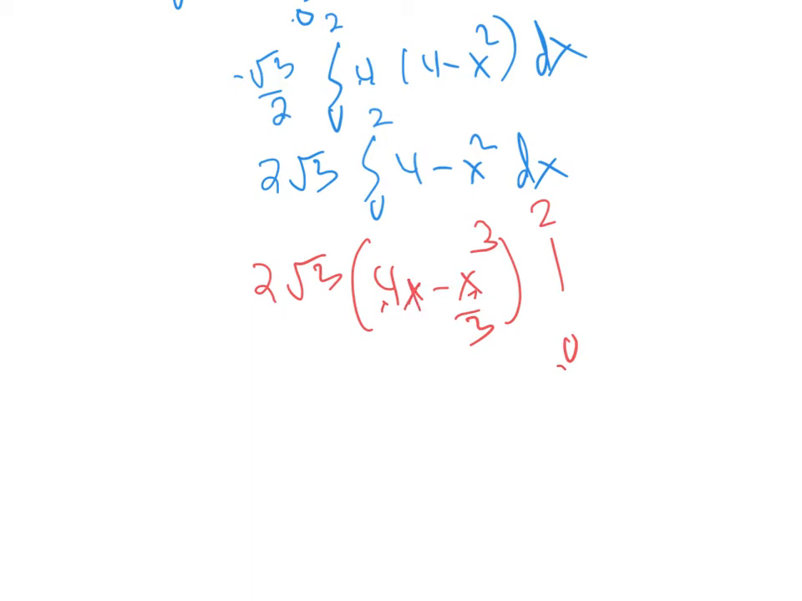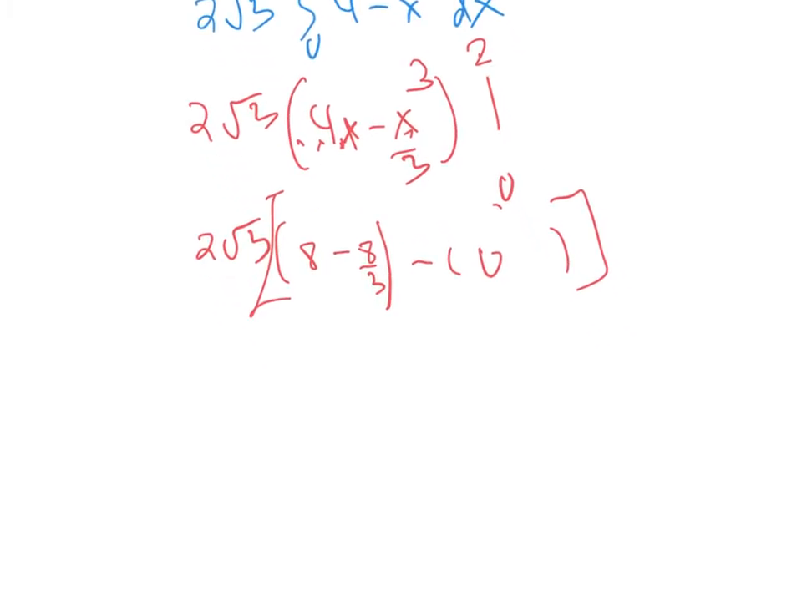Shoo, I got scared. So 2 square roots of 3 times, plug in the 2, 4 times 2 is 8, minus 8 thirds. You see a pattern? It's almost always the same. 8 thirds. All of that minus, plug in the 0, 0. Okay, so here's my answer.